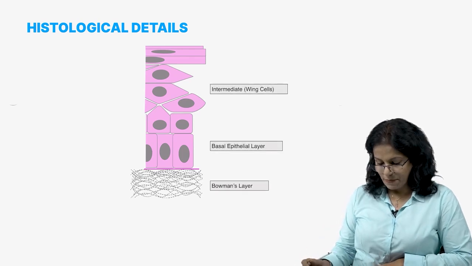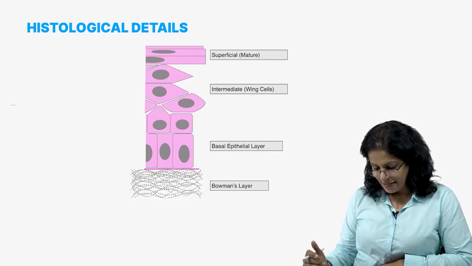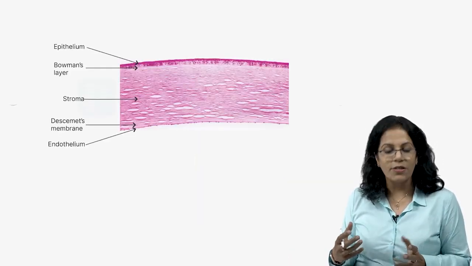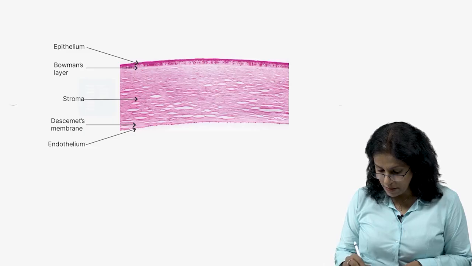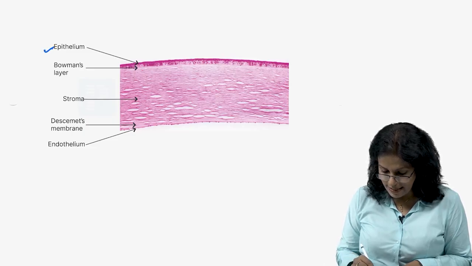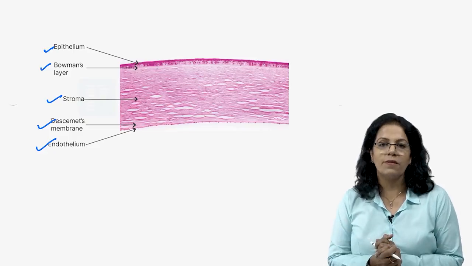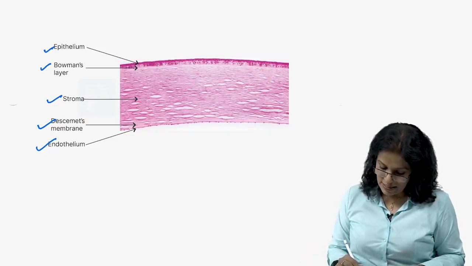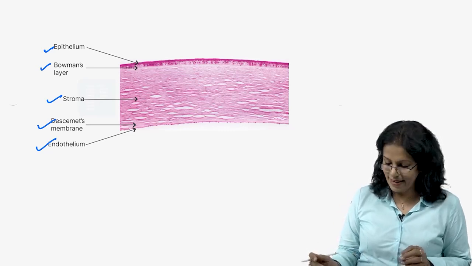If you look here, basal cells, intermediate wing cells, superficial cells, isn't it? And what is this? This becomes your Bowman's membrane. This is again the same histology slide which you have seen. Sometimes this can be given. So you should know that uppermost this is the epithelium, this becomes your Bowman's, right? And then stroma, Descemet's membrane, and endothelium. In the histology, we generally are not able to distinguish Dua's layer, so we don't label Dua's anywhere, okay? So this is again Descemet's, and finally endothelium, right?